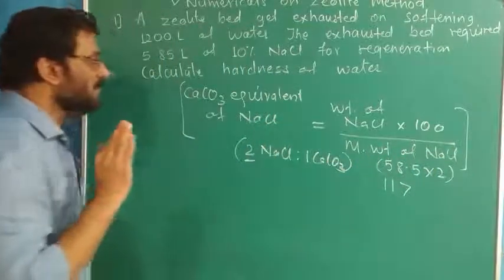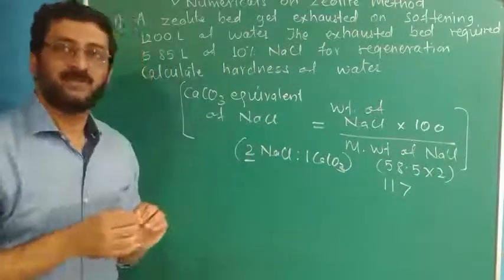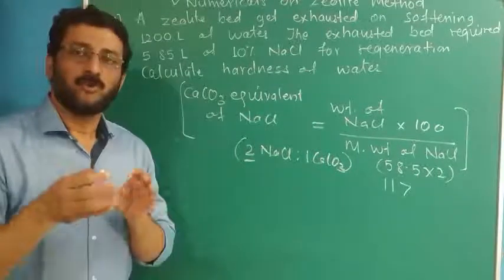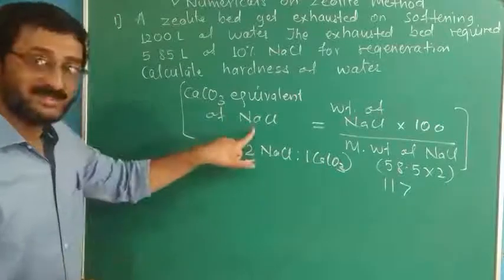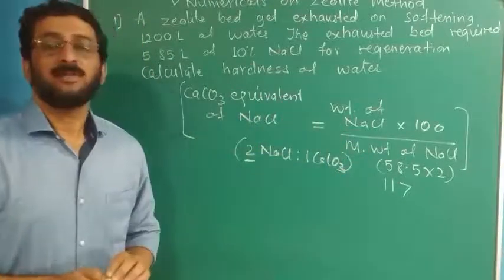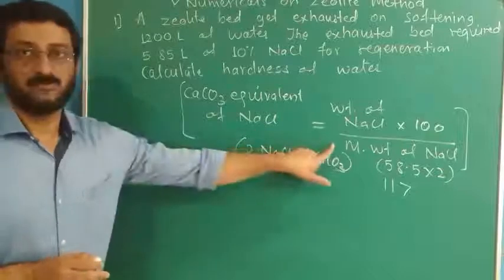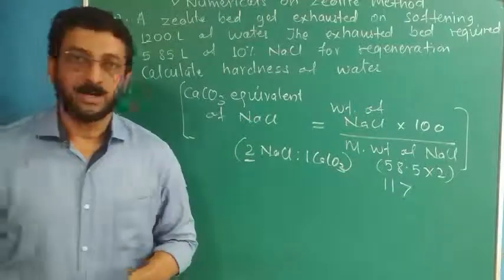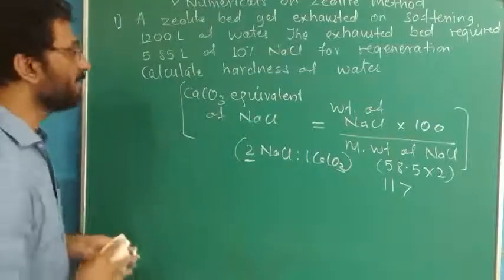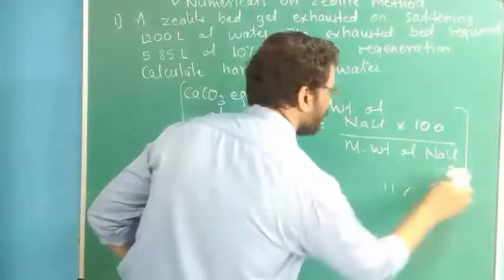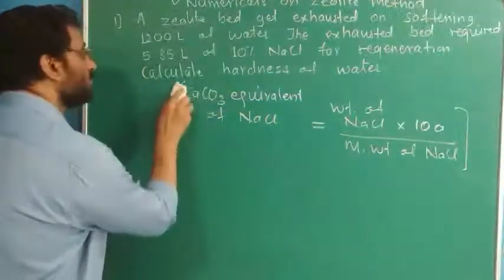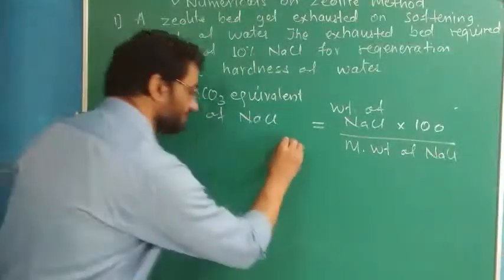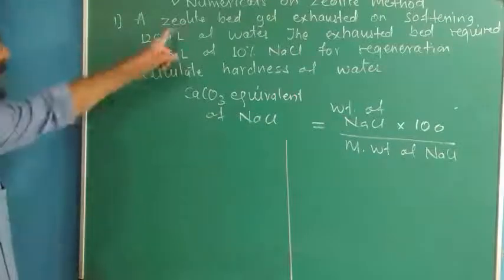Our point is, whenever you encounter NaCl, and you see that this much NaCl is required for regeneration, that NaCl has to be taken in the form of CaCO3 equivalent. This is the formula for that, the same formula by which we express hardness of any salt or any impurity. For the time being, I will put the formula as it is. This is the one point that should be made clear before going to numericals on hardness. Now go to the numerical.